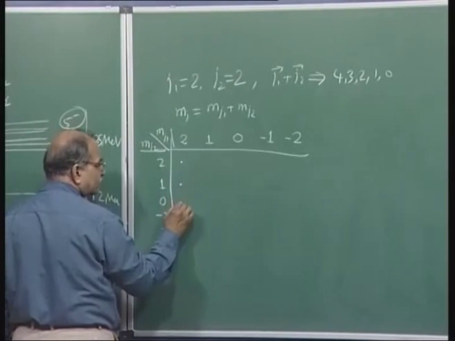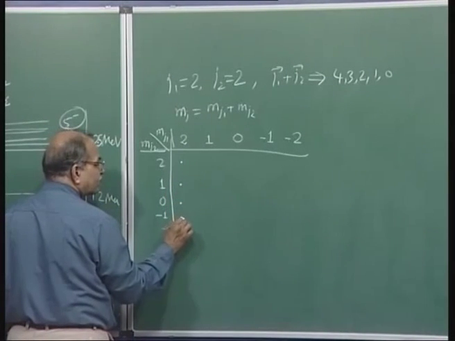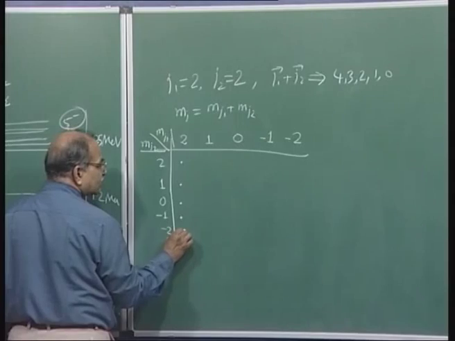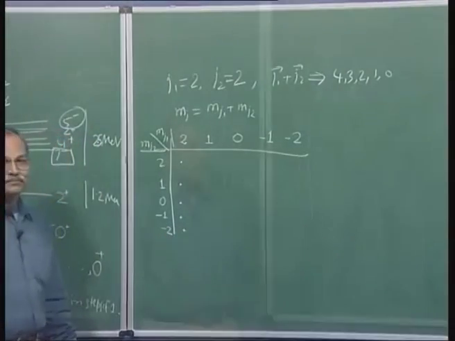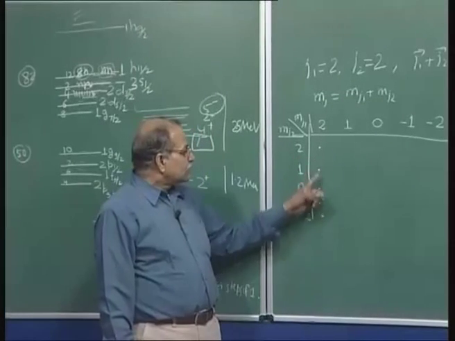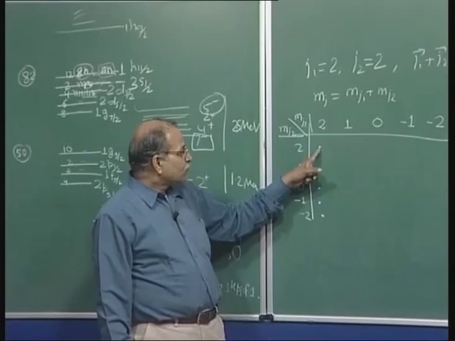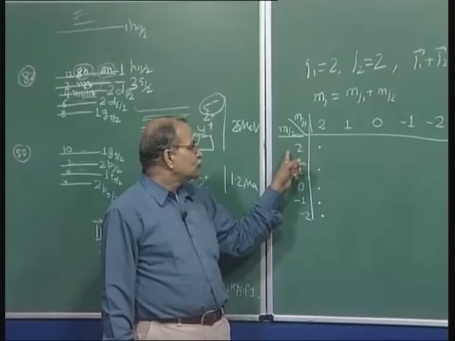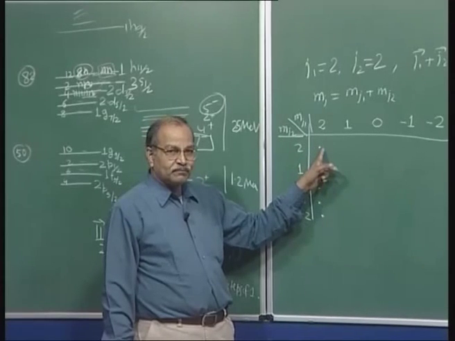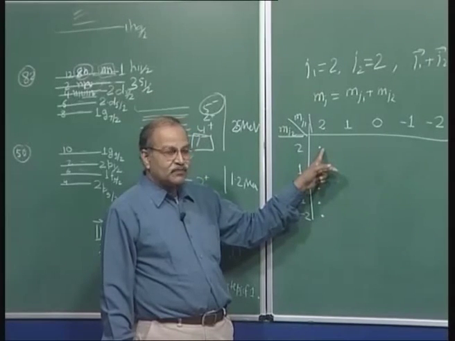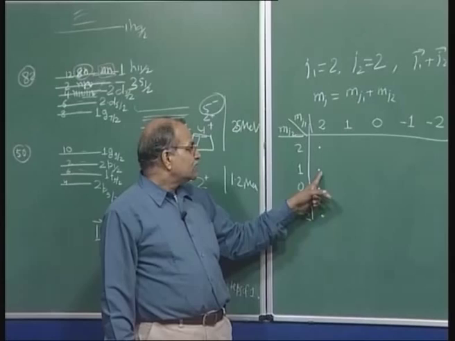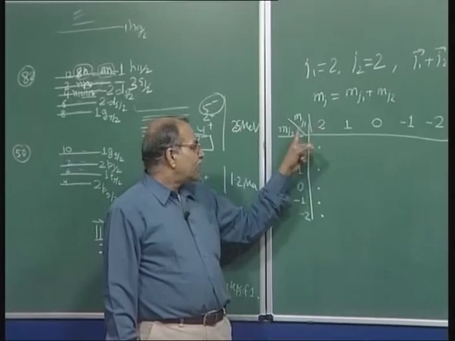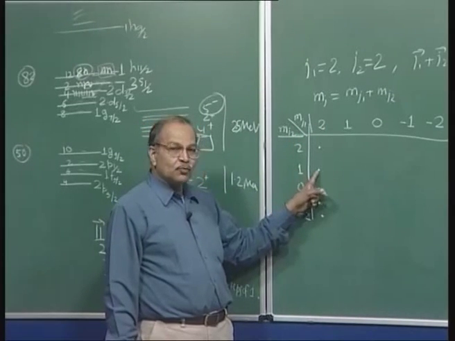All right. Let me put the dots and then I will say why I am putting these dots. So, I have put these dots. Now, the dot here means I am talking of Mj1 equal to 2 and Mj2 equal to 2, right, fine. Then this dot means Mj1 is equal to 2 and Mj2 equal to 1.